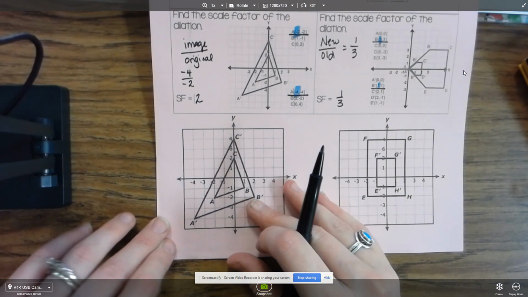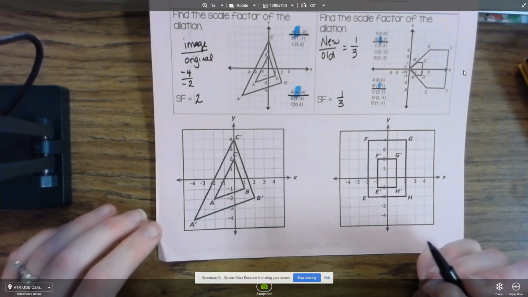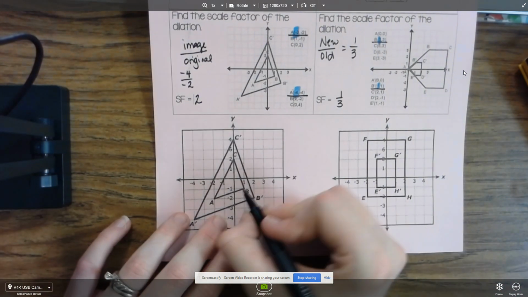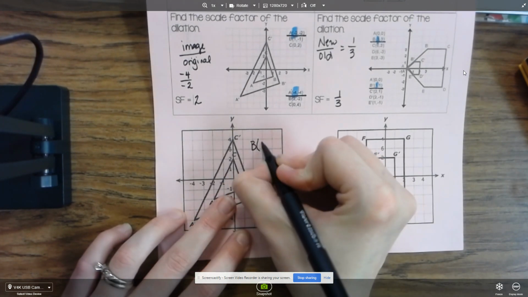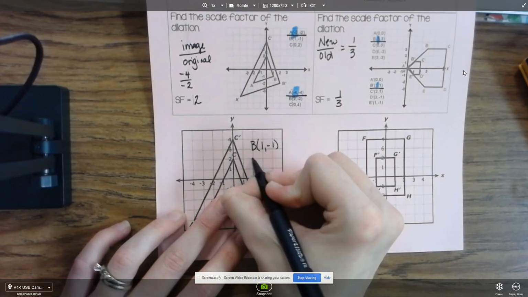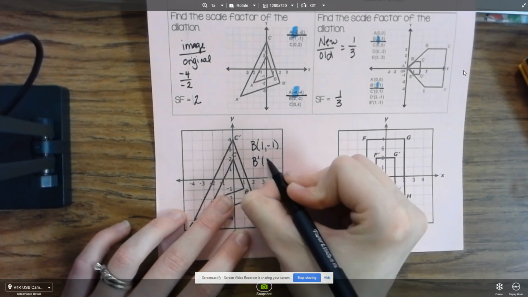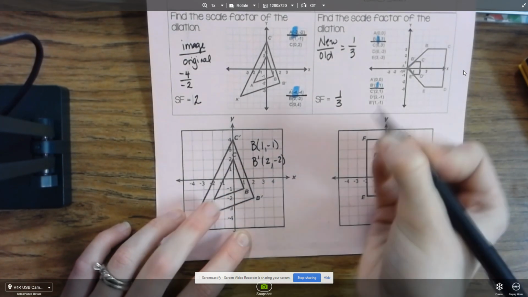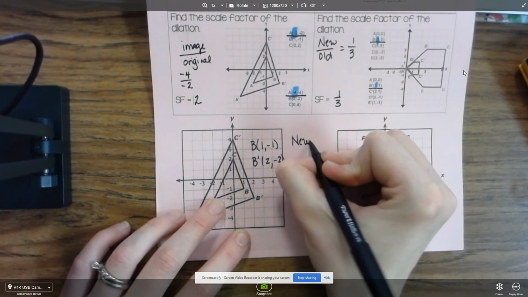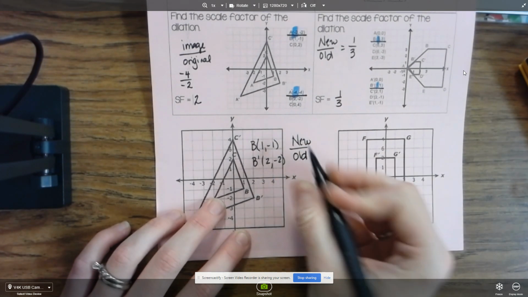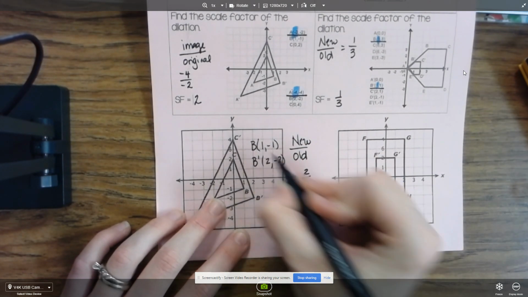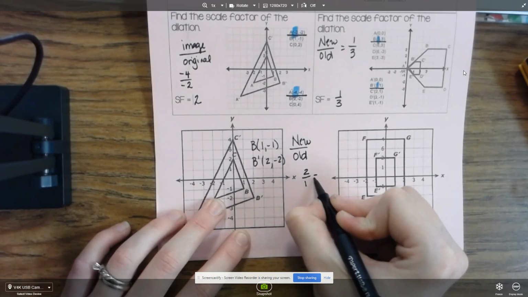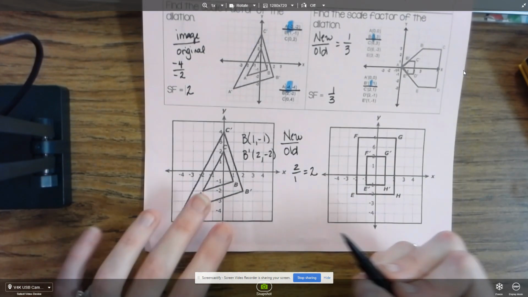All right, and so same thing in these. Now we've got to find the ordered pair. So I always try to find nice, pretty ordered pairs. So B is located at (1, negative 1). B prime is located at (2, negative 2). New over old. So the new is 2. The old is 1. And so the scale factor is 2.